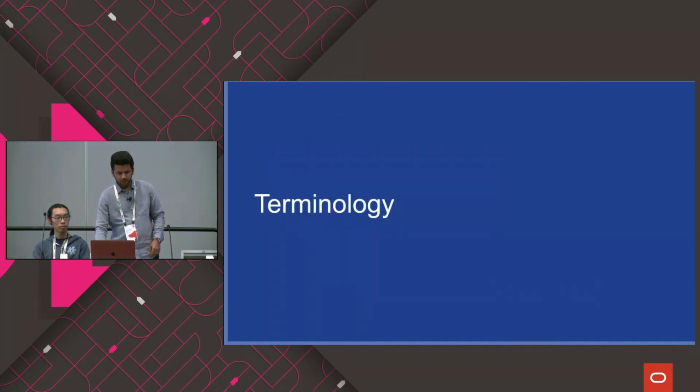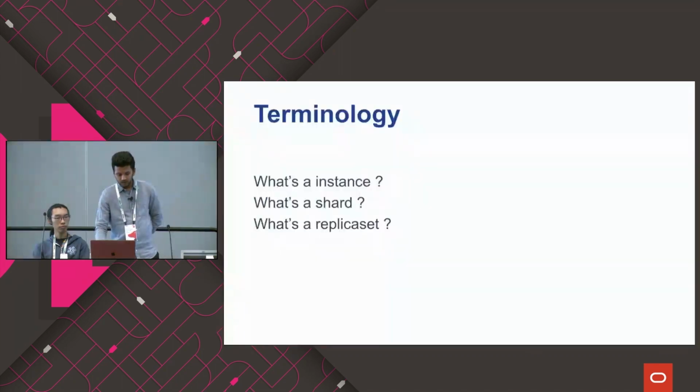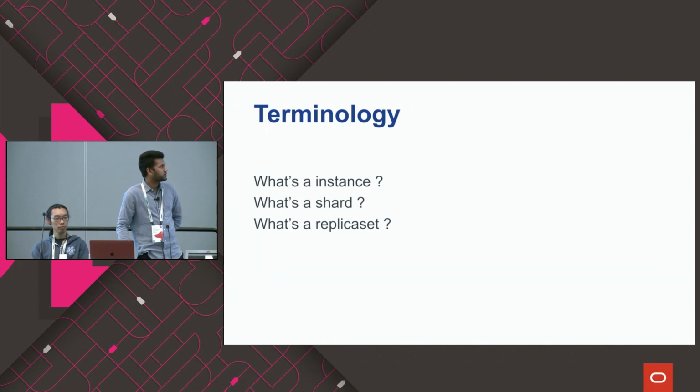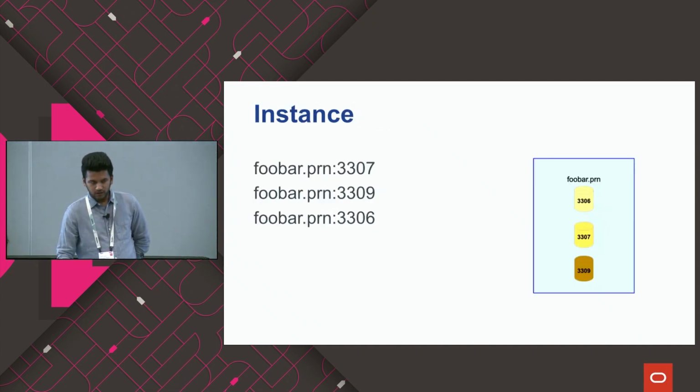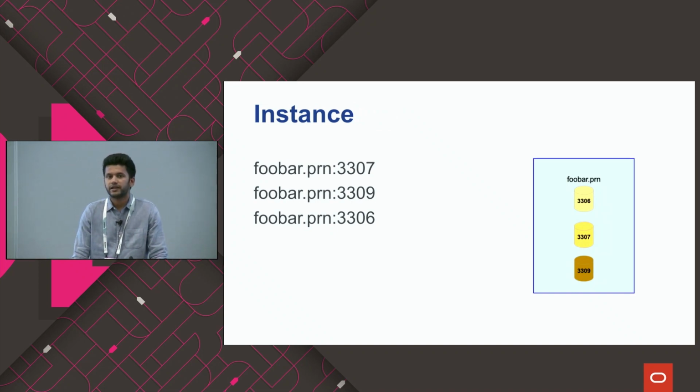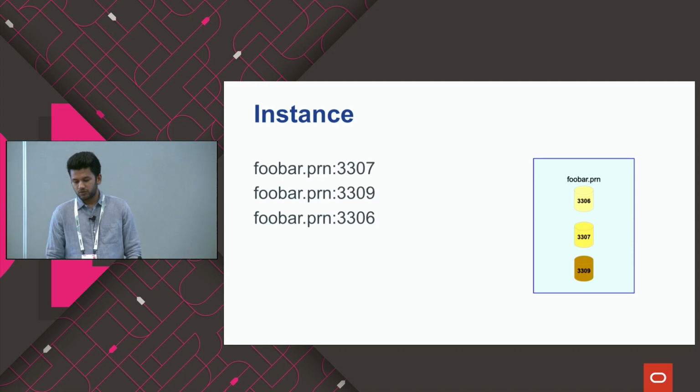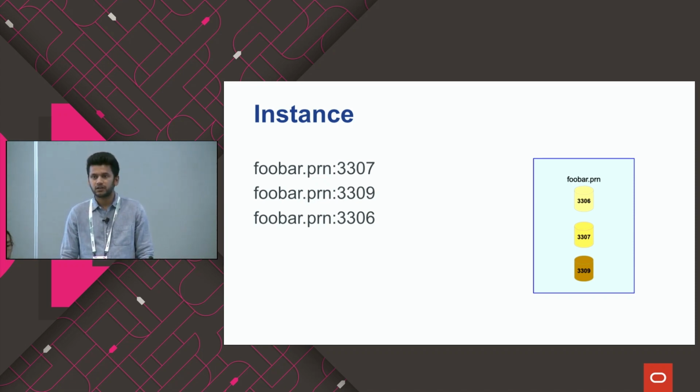So before we get started, I wanted to quickly go over some of the terms we use frequently in the presentation, and that would make it easier for you to follow. I wanted three main things: what's an instance, what's a shard, and what's a replica set. So an instance is nothing but a MySQL process listening on a specific port, and it serves some part of the traffic. Our host can have many instances depending on the underlying storage space available.